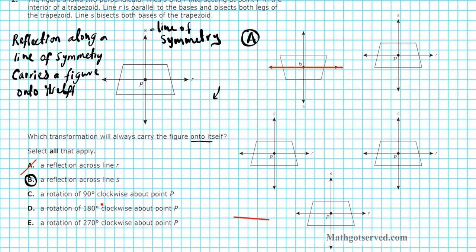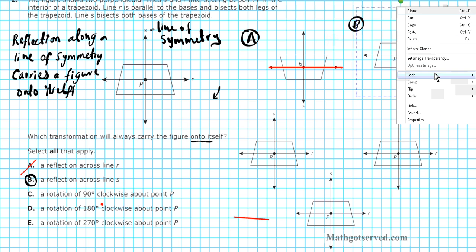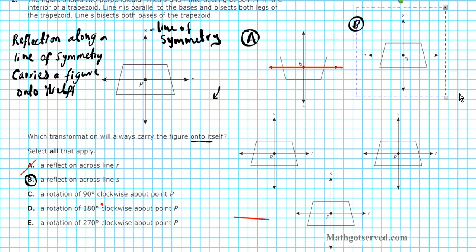Now, let's do option B, reflection along the line S. Okay, so this is a side-to-side reflection. Let's go ahead and do that. So I'm going to reflect this image side to side, left, right. Now take a look at this figure and this one. Do they not look the same? Yes. So we clearly see that reflection along line S, which is a line of symmetry, carries the figure onto itself.